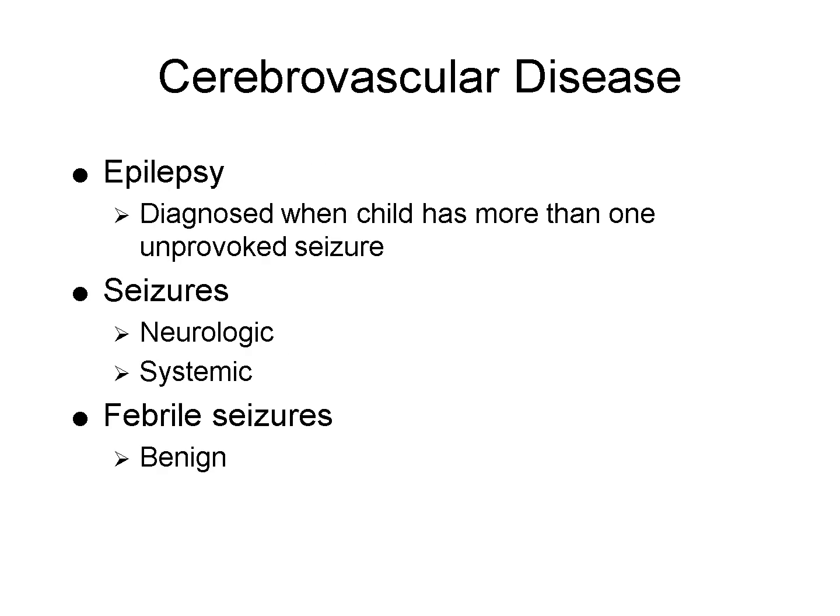Epilepsy in children is diagnosed when a child has more than one seizure that cannot be explained by a temporary cause, such as fever or infection. These unprovoked seizures reflect an underlying neurological tendency toward abnormal electrical activity in the brain. Seizures themselves can stem from neurologic causes, such as brain malformations or trauma, or from systemic factors, including metabolic imbalances, infections, or fever.